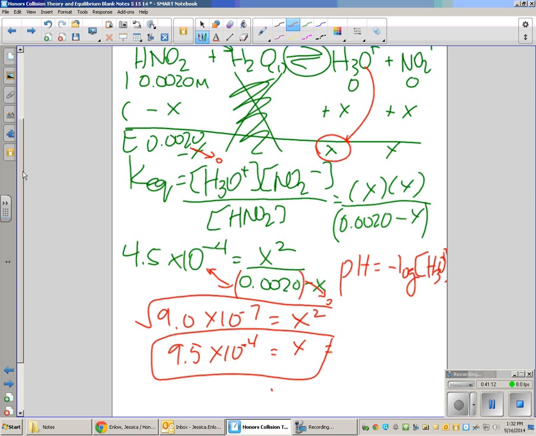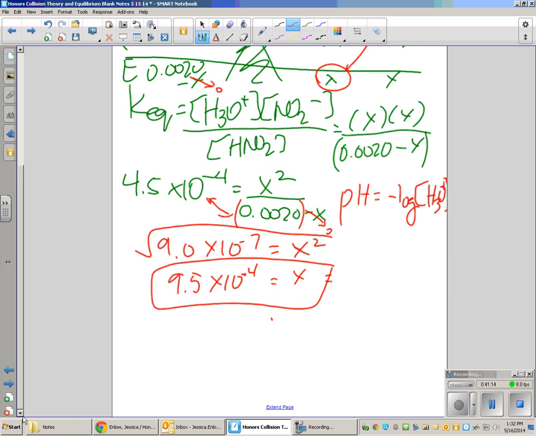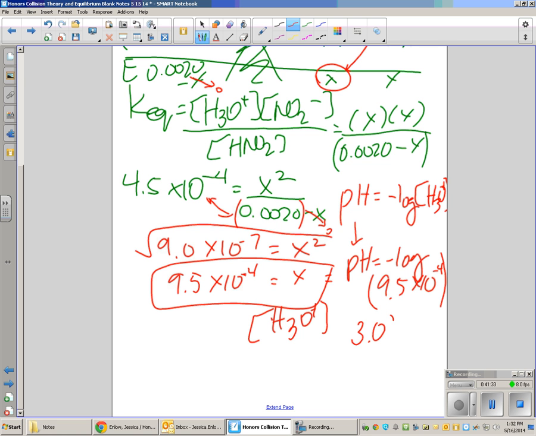So I'm going to scroll back up here. If x is equal to hydronium, then we just get to plug x into the pH formula. So here we go. pH equals negative log of hydronium, 9.5 times 10 to the negative 4th. It's probably like 3.2. Anybody? 3 point what? 02. Yay! pH and equilibrium in the same question.